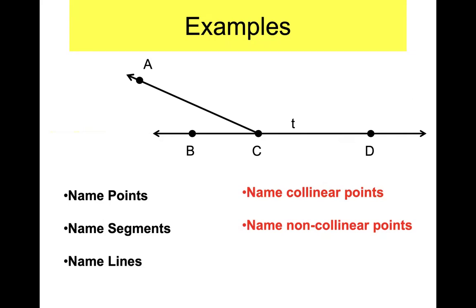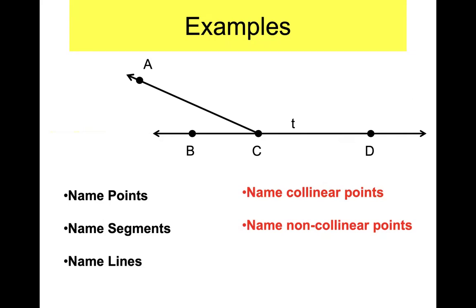Lines, there's only one line there. You have options here. You can name it by 2 letters. Any of the collinear points, you could name the line by that. So for instance, that could be line BC. You could also call it line CD or BD. And lastly, you could name it line T. Any of those work.